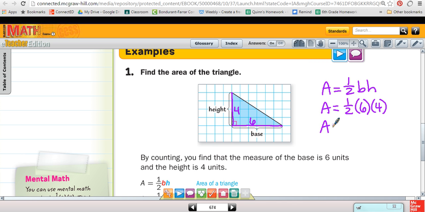In this problem, it's easiest to take half of the bigger number. So I'm going to take half of 6, which is 3, times 4, which is 12. So 12 units squared. We're talking area, so it should still be square units.